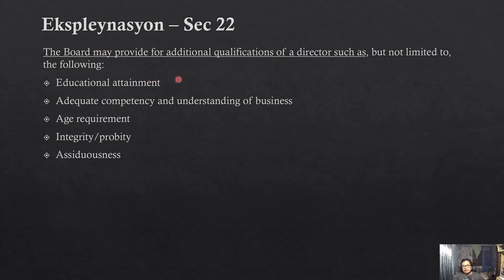Ito, additional ka, educational attainment. Dapat may masteral or doctorate. Pwede. Competency, understanding the business. Of course, business yan eh. Lalo na pag stock corporation, maglagay ka dyan, hindi nila alam kung anong ginagawa nila. Age of requirement. Maturity daw, experience, integrity, probity, may integridad. Hindi nadudungisan yung kanyang integridad.